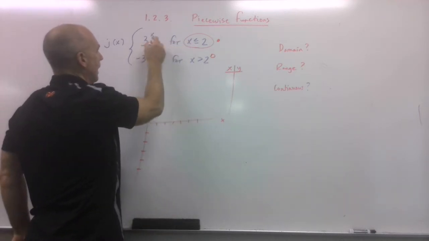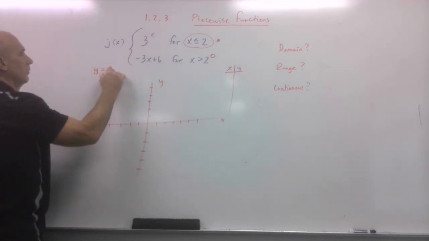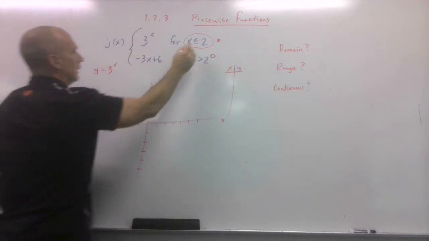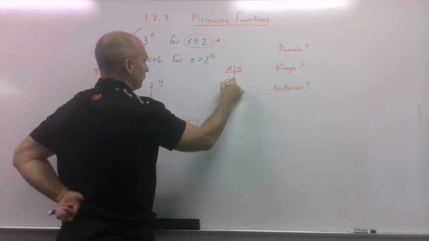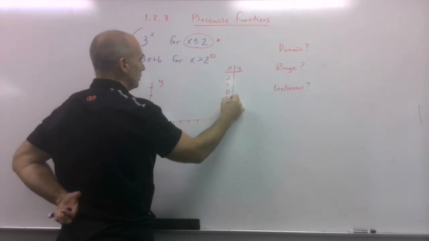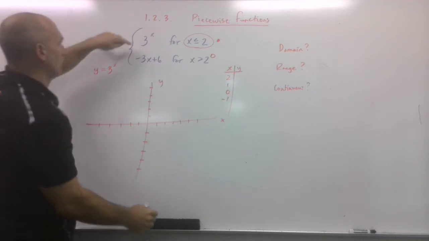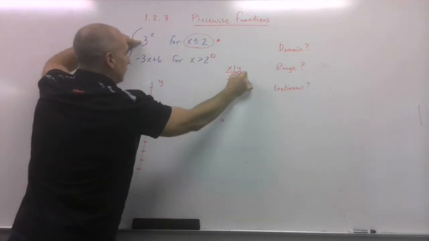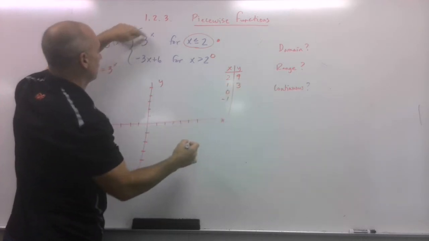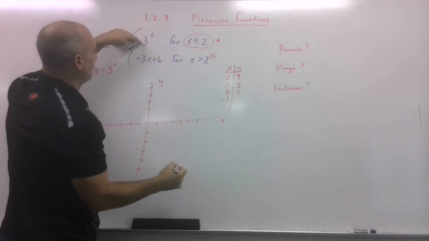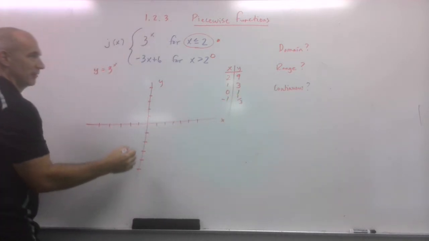Well, let's talk about this top one. This is y equals 3 to the x power. Now, x is less than or equal to 2. I'm going to go 2, and then 1, and then 0, and then maybe -1, and just see where this goes. So, 3 squared is 9. 3 to the first power is 3. 3 to the 0 power is 1. 3 to the -1 power is just 1/3. I'm going to stop right there and see what that does.